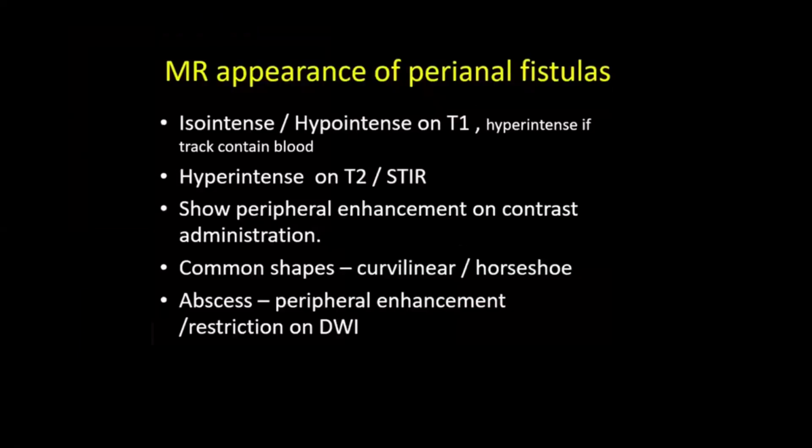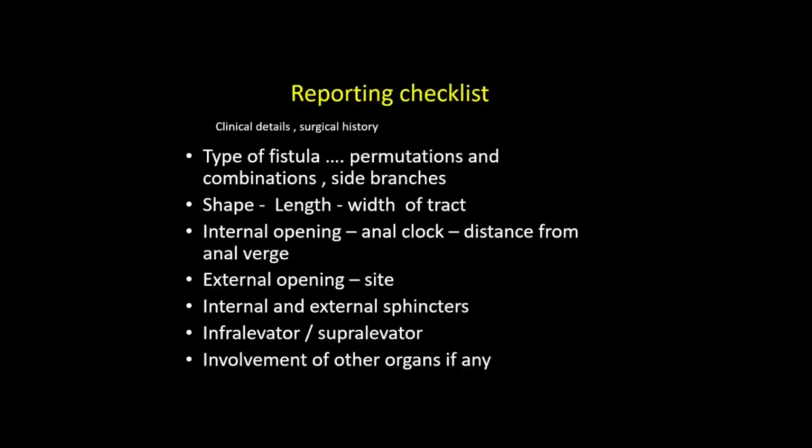What is the MR appearance of perianal fistula? So it would be iso-intense or hypo-intense on T1. Of course, if there is some hemorrhage, it would be hyper-intense on T1. But T1 is usually not a very good sequence to look for the fistulas. It is the T2 sequence, especially the fat set sequence, which is the ideal sequence to look for fistulas. They will show peripheral enhancement on contrast administration, especially if they're acute, and that is what most cases would be. The common shapes could be linear, curvilinear, horseshoe shape, and of course, you will have associated abscess, which will show peripheral enhancement and restriction on diffusion weighted images. Right. So this is the mainstay.